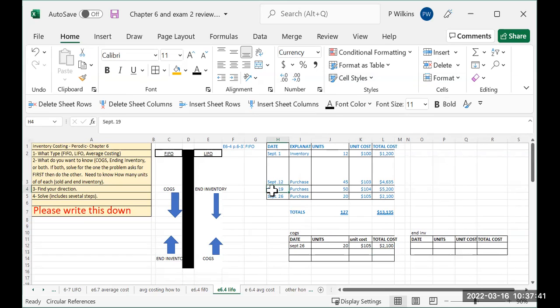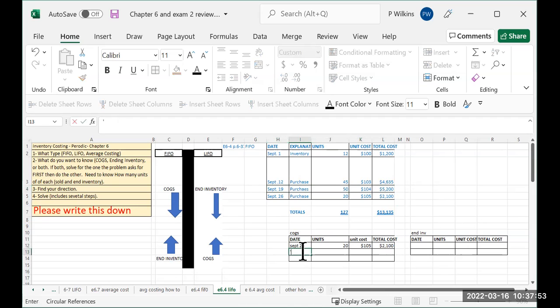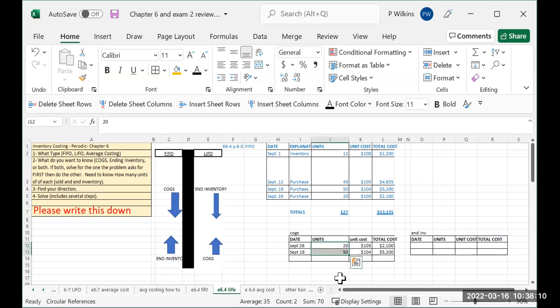So we're going to go to the next line up and we are going to take all 50 of those units there. So we're going to go September 19th. We're taking all 50 of those units at $104 each, for a total of $5,200. Now we have 70 units, 50 and 20 is 70. So we need 70, 80, 90, 102. We need 32 more units.